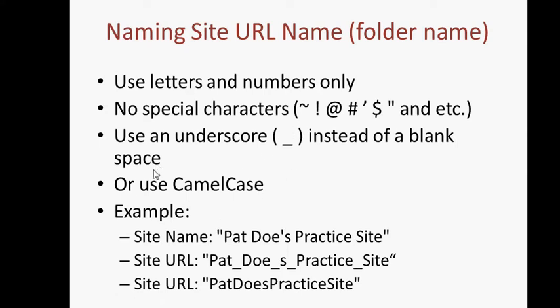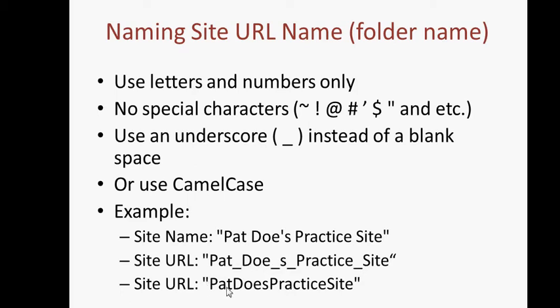Alternatively, you could use a camel case rule. Basically, the first letter of the word is capitalized, and there's no blank space between words. So for example, let's say the site name is Pet Doc's Practice Site. So we have blank space and apostrophe. That's fine for the site name, but when it comes to URL name, you need to replace the blank spaces with underscores and remove the apostrophe, because that's a special character.